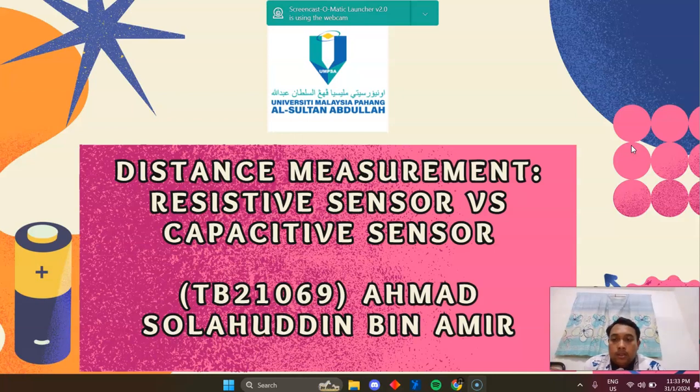My title is distance measurement, resistive sensor versus capacitive sensor. My ID number is 21069 and my name is Ahmad Salahuddin bin Amir.